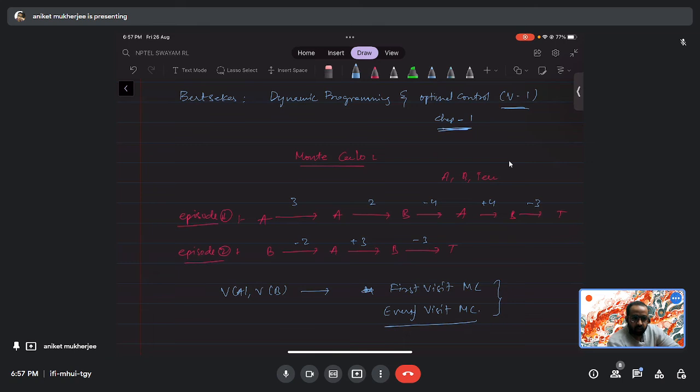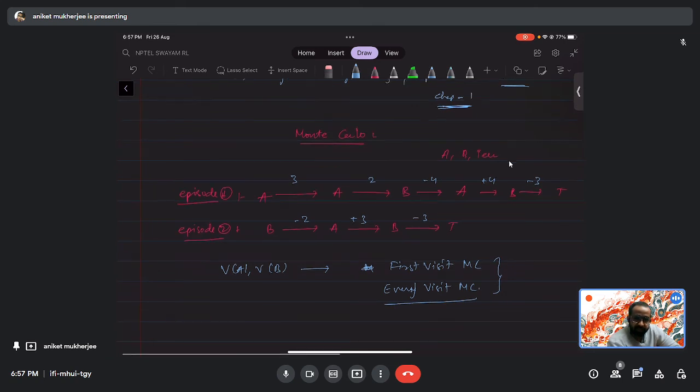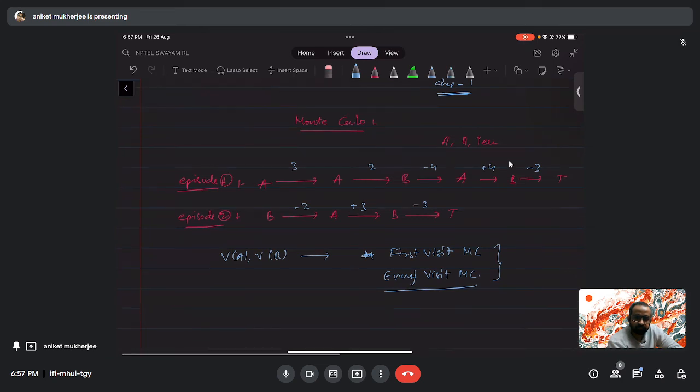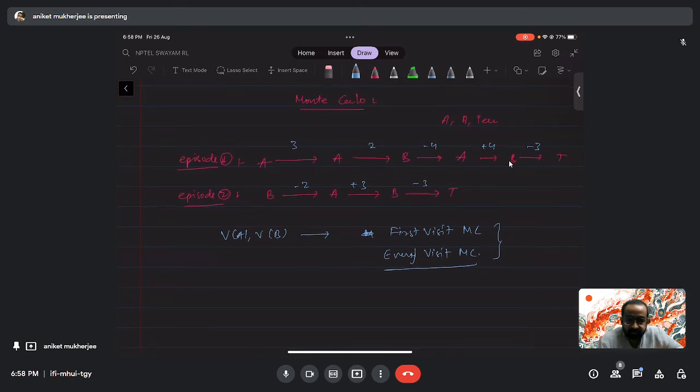Okay, I think sir has not told what first visit MC and every visit MC is. No, I did. Yeah, first visit means only the first time will be counted. Every visit means every time a state occurs, I'll consider from that state as a separate trajectory.